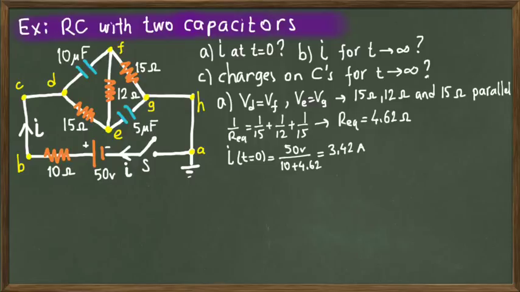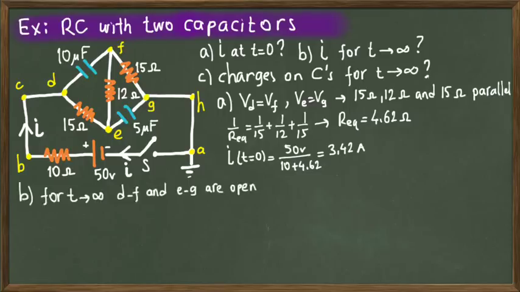But the current will drop from this value slowly after some time. Well, not to a 0 value, sorry, because the main branch current will always be flowing, but it will change slowly while the capacitors are getting charged. So this is the answer for the first part.